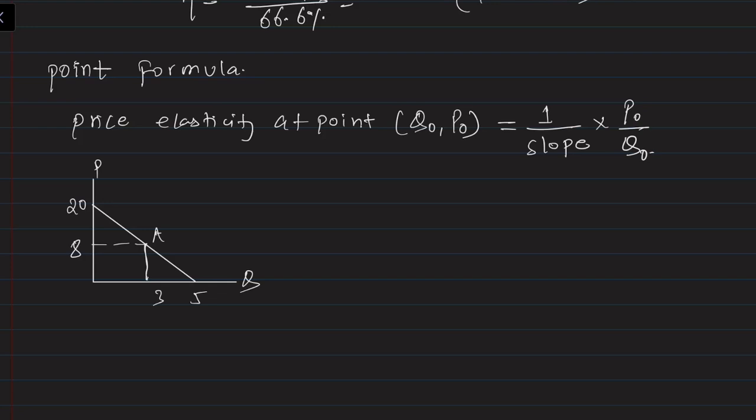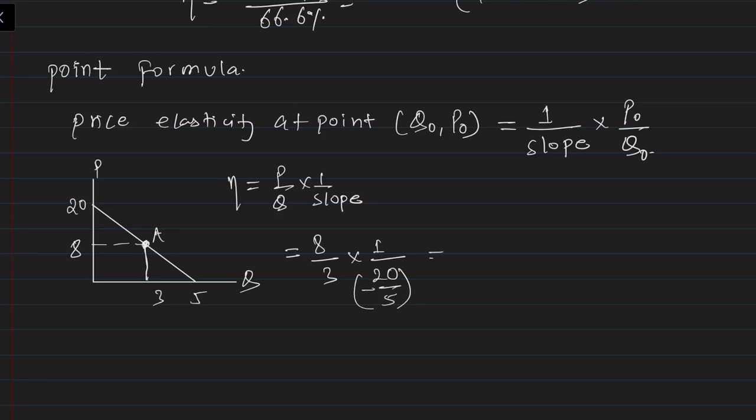So what is the elasticity at this point? So elasticity is given by P over Q times 1 over slope, right? What is P? P is 8, Q is 3. And what is slope? Slope is 20 over 5. And since the line is downward sloping, we put the negative sign. So this gives us minus 2 over 3. So this is a very easy example.